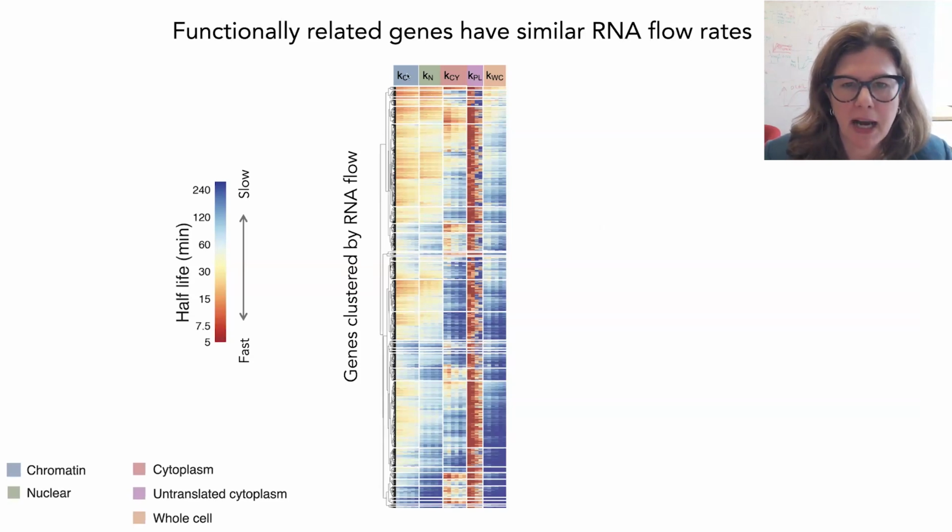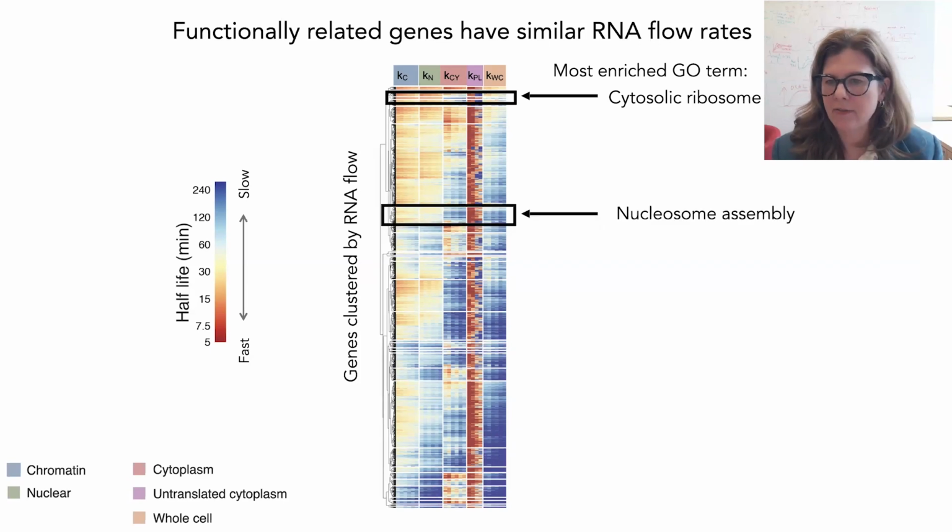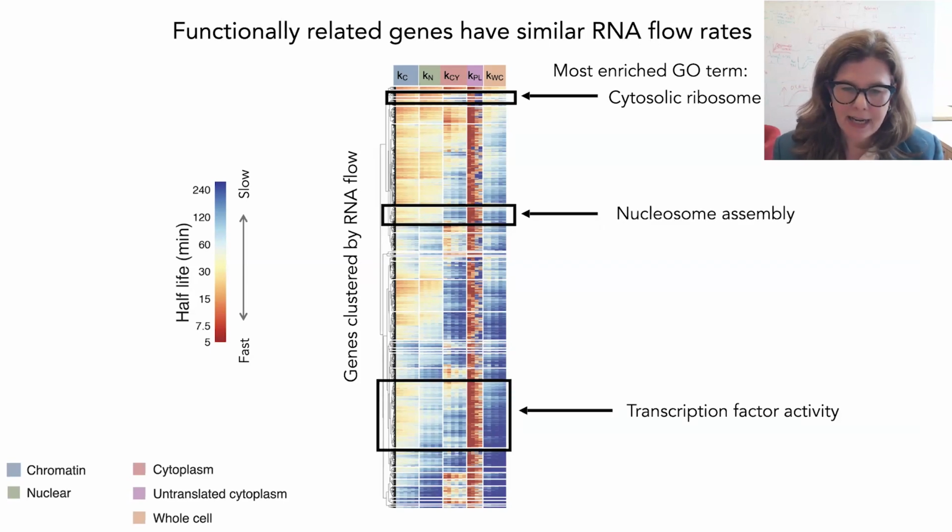clustered all of the genes by all of the different rates that we measured and all the different replicates, et cetera. And we got a number of different clusters. And in almost all of these clusters, we found many enriched GO terms. So for example, this cluster here is enriched for the cytosolic ribosome. Here we have genes that are involved in nucleosome assembly. And down here, we found a lot of genes that are transcription factors or involved in transcription. And so really, it looks like genes that have similar functions in the cell are co-regulated throughout their life cycles.